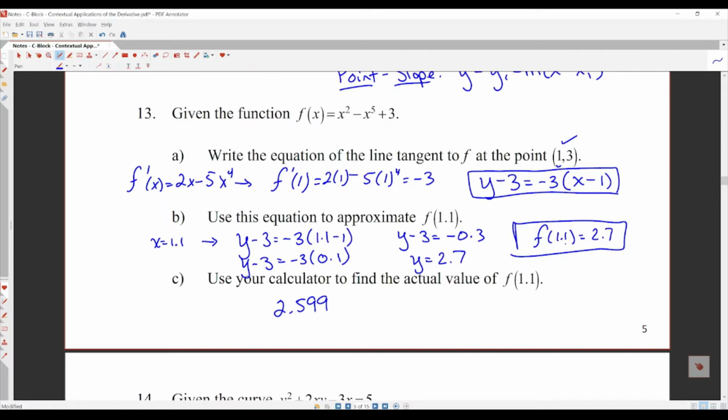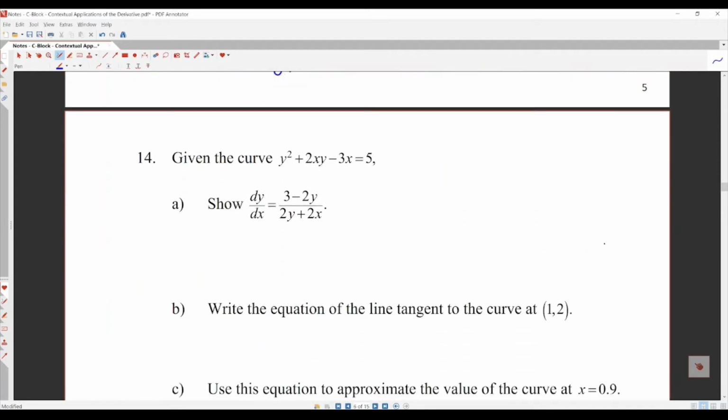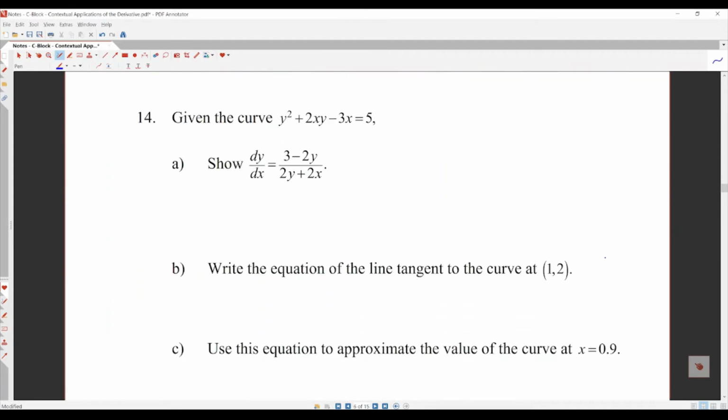Okay. Number 14, given the curve, y squared plus 2xy minus 3x equals 5, show that dy dx equals this. And again, notice we have a product, so be very careful. We're going to need that product rule. Write the equation and then use the equation to approximate the value of the curve.